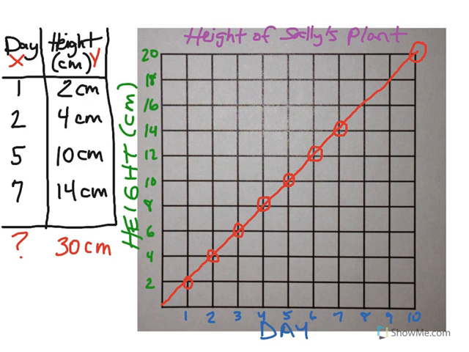This is lesson 16.4, and now you know how to use coordinate grids to show mathematical relationships.